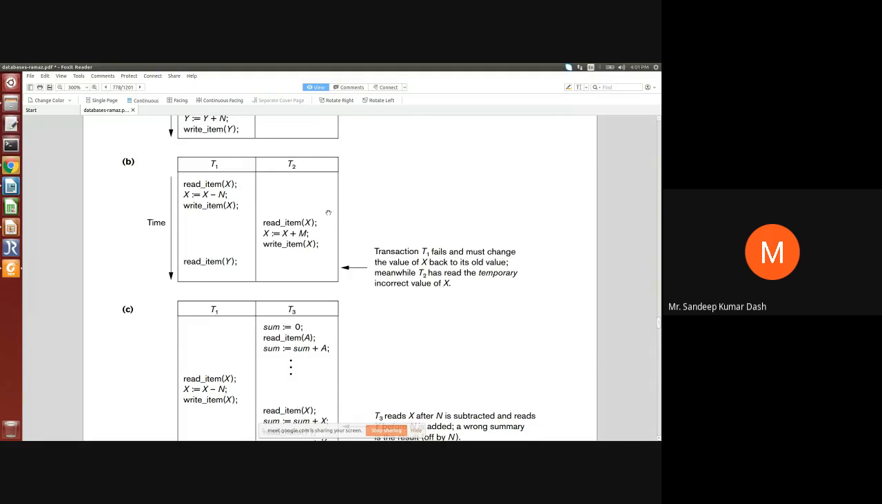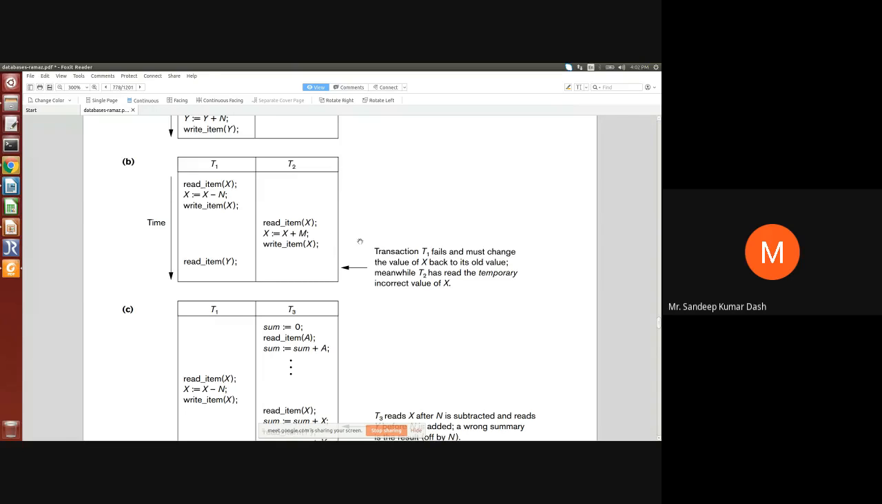This transaction should also be aborted. Any other transaction which might have read data item X afterwards should also be aborted. So that is a failure. That should not have happened. Because this transaction failed, all the other transactions which have read the data item X should also fail. That was the case or not?